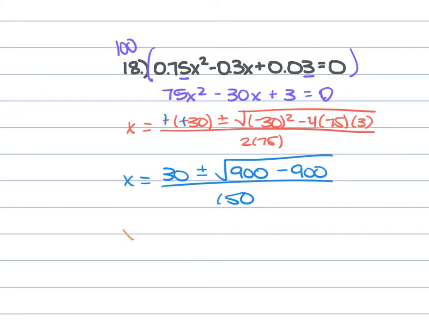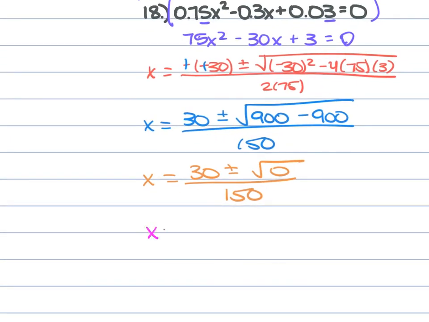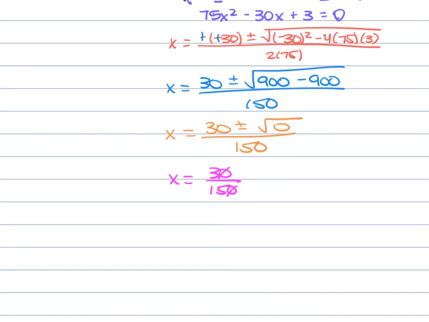So we have x is equal to 30 plus or minus the square root of 0 all over 150. The square root of 0 is 0, so this is just x is equal to 30 over 150, which is 3 over 15, and that is 1/5.